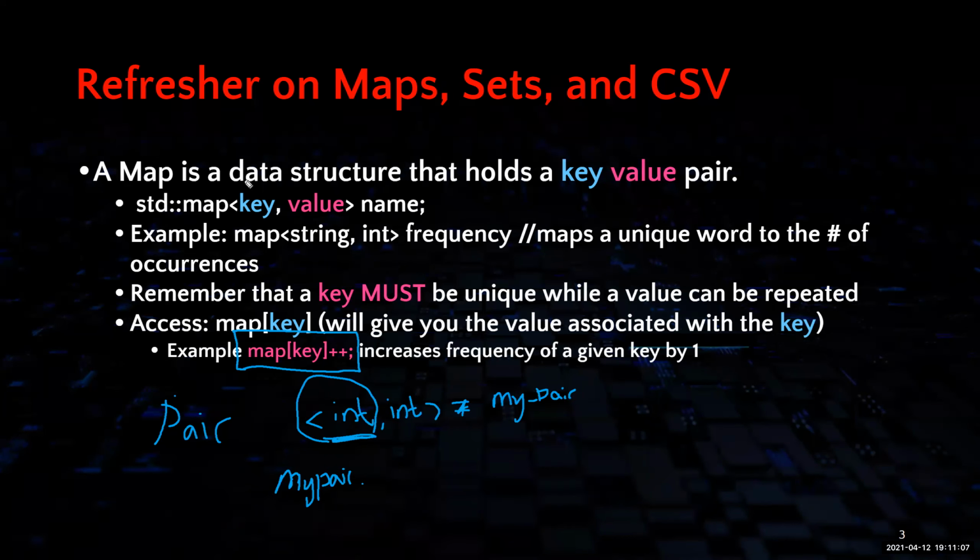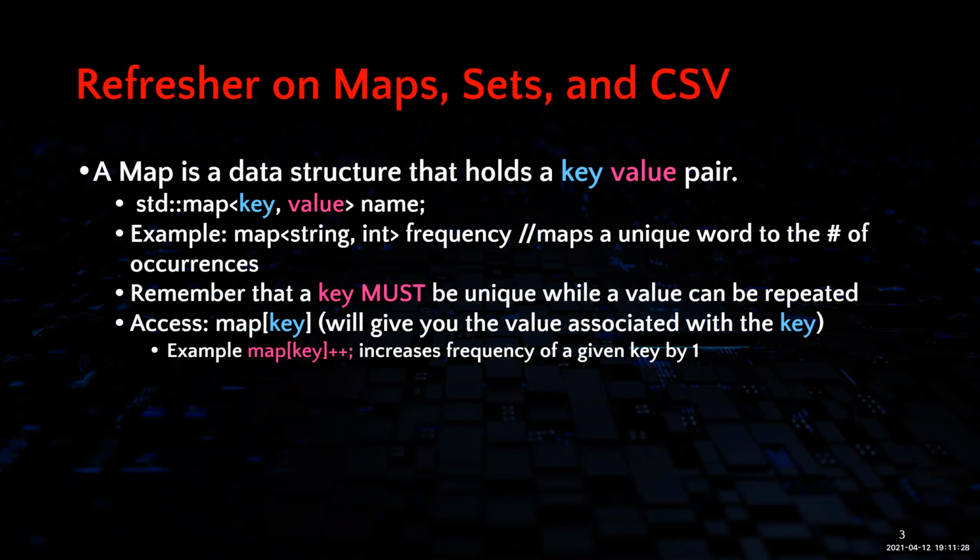And maps are the exact same way. The key is the first value in this pair. The only distinction is our map can hold multiple pairs, and also the first in our pair has to be unique. That means I can't have a map that has 2 entries for the word euchre. If I ever search for the word euchre, it has to be unique.